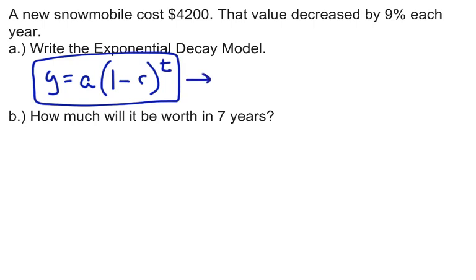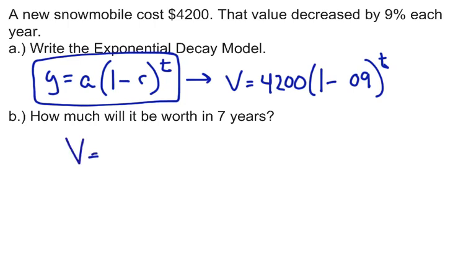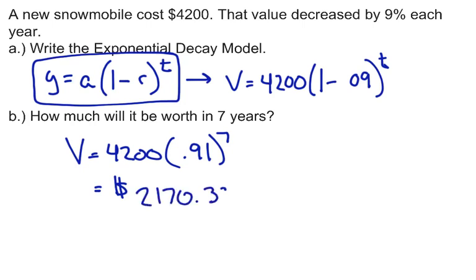And how does it apply to this problem? Well, the value is going to be the starting cost times 1 minus the 9% that it loses every year for a certain amount of time. So if we want to find out how much the snowmobile is going to be worth in 7 years, we set up our equation. The value of the snowmobile is going to be 4,200 times 1 minus 0.09, which is 0.91, raised to the 7th power. We let the calculator do all the work. And we see that the value is going to be $2,170.39.